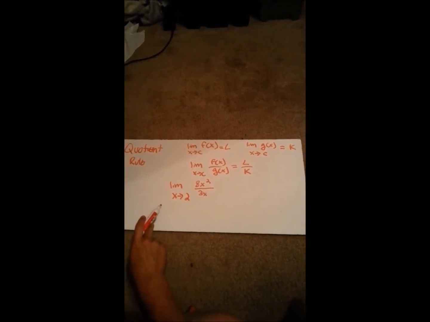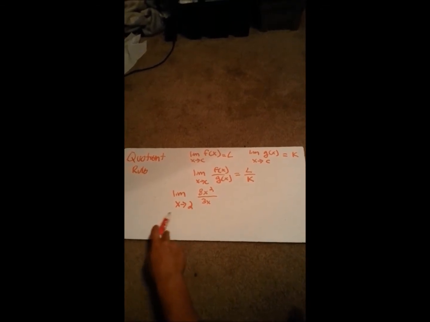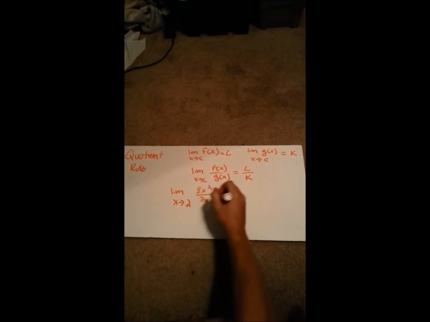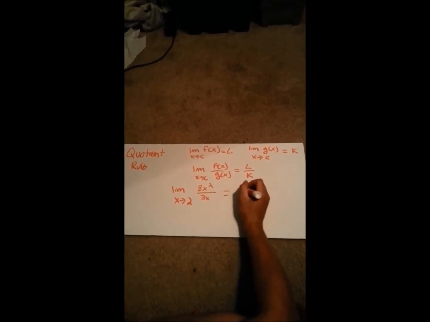Here in this problem, we have the limit of 8x squared over 3x as x approaches 2. To simplify this problem, we can take the limit of the top and the bottom.